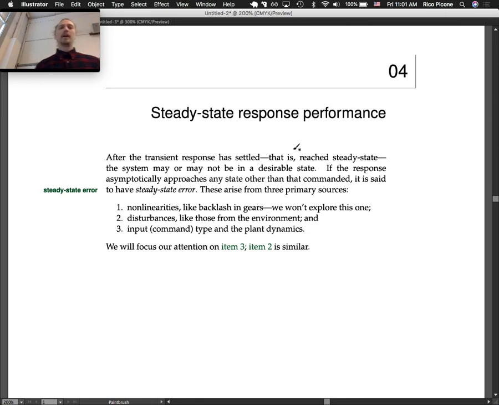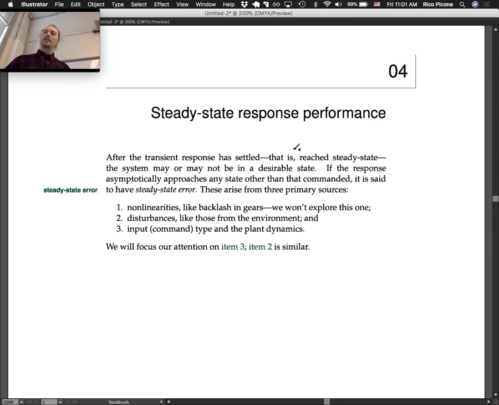For the brave ones, for us, we are on chapter 4. We're going to finish chapter 4 today. It's going to be great. So, this is the intro, steady state response performance.